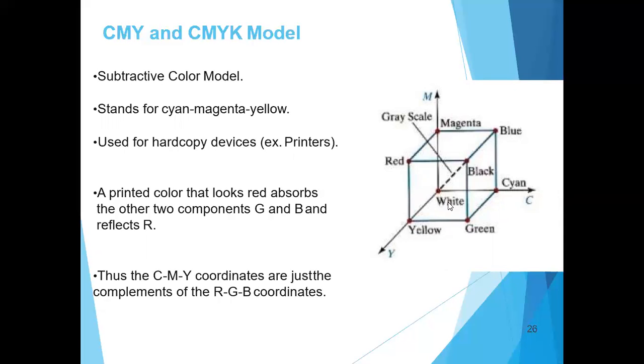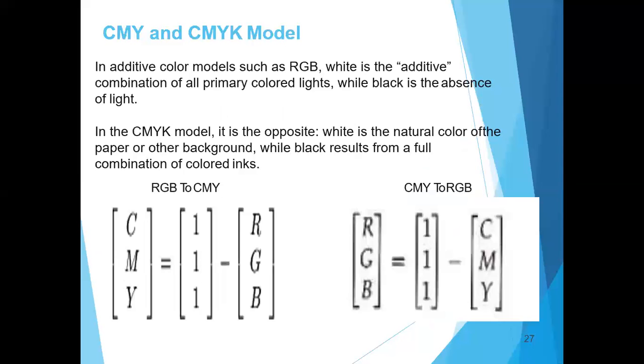So if I remove all those three, I'll be getting the white color. Now the complementary colors we are getting here: if I combine cyan and magenta, I will get the blue color. That means if I subtract cyan and magenta, I'll be getting the blue color. If I subtract magenta and yellow, I'll be getting red color. If I subtract yellow and cyan, I'll be getting green color. And the gray scale here is also on the main diagonal. The CMY coordinates are just the complements of your RGB coordinates. The complement of the RGB model is your CMY model.